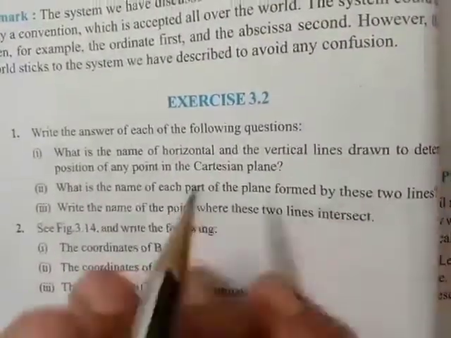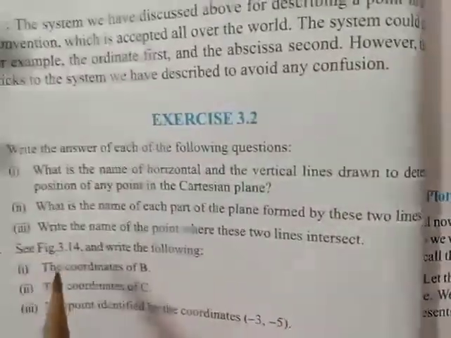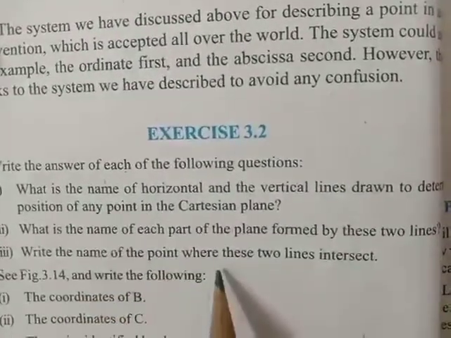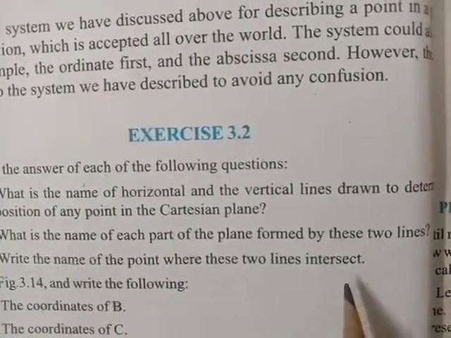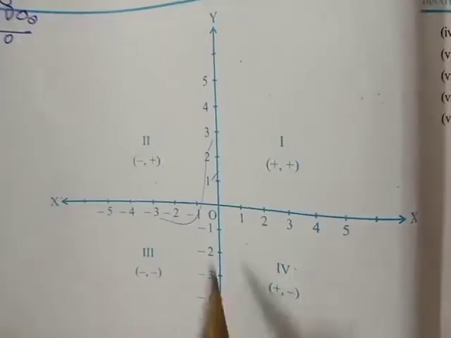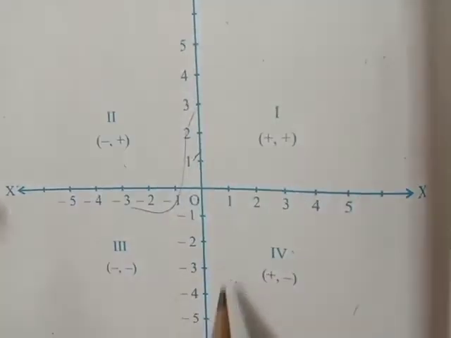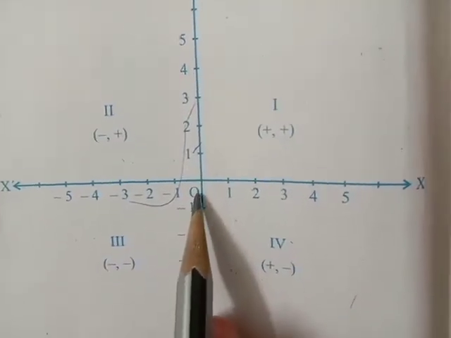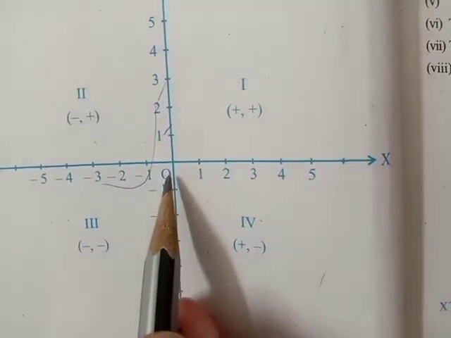Now the third one, write the name of the point where these 2 lines intersect. Where do they intersect? They intersect at this point O, called origin. It is the origin.